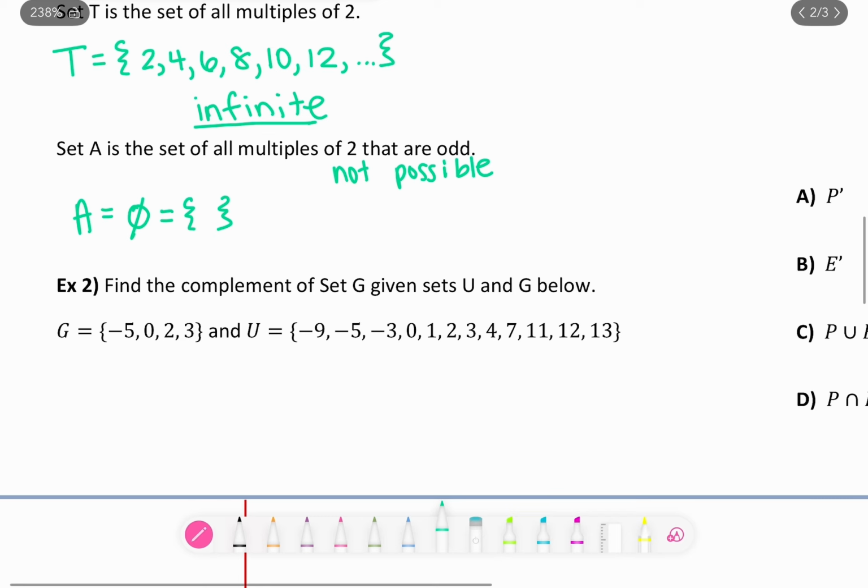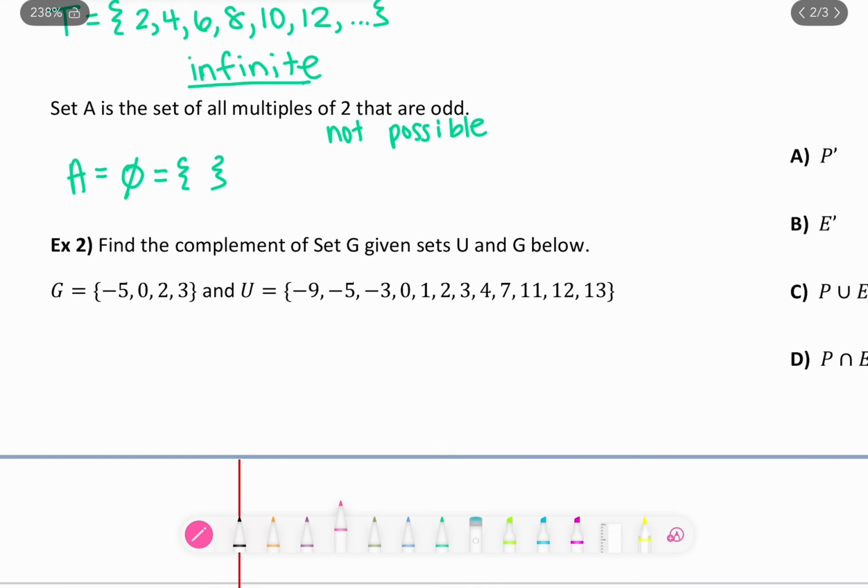All right, example 2, let's keep moving on. Example 2 says, find the complement of set G given sets U and G below. So U, remember, always stands for the universal set. And in this case, G is going to be a set inside of that universal set. G here gives us 4 numbers, negative 5, 0, 2, 3. And then it gives us U, the universal set. And we're trying to find the complement of set G.